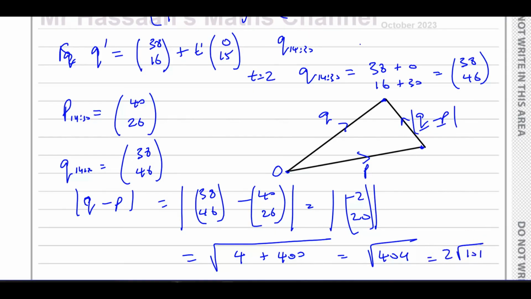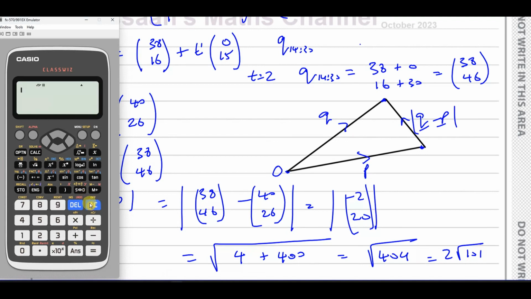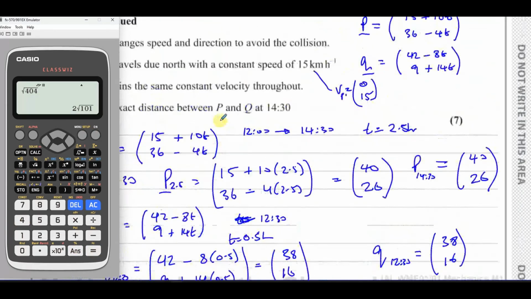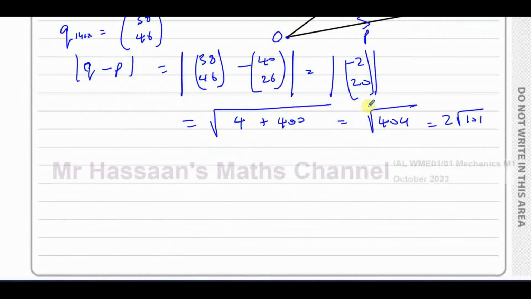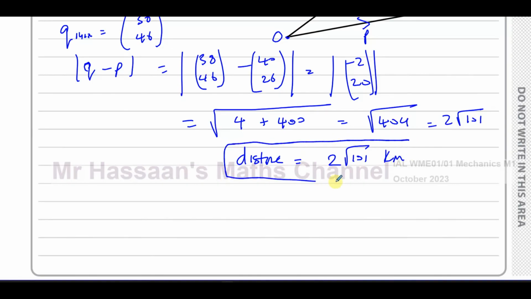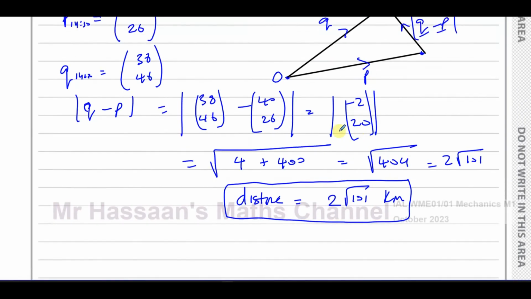Let's just make sure. We have the square root of 404, 2 root 101, and it says in exact form, exact distance, so we don't round it to 3 significant figures or anything. We leave it like that, so we can say that the distance required is 2 times the square root of 101 kilometers. And there's the answer to part D of this question.